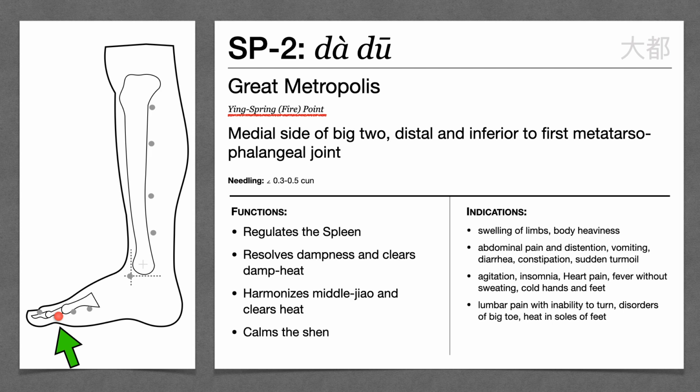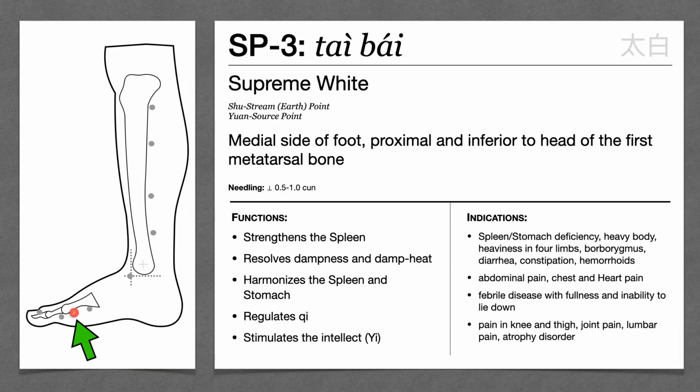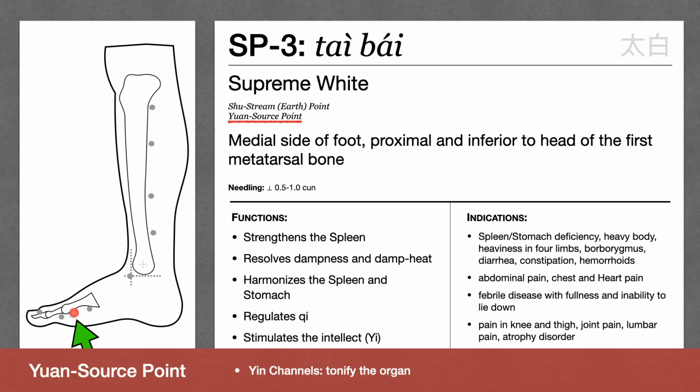Spleen 2 is the Ying spring fire point. Remember that Ying spring points clear heat. If we combine that with the spleen's function of transforming dampness, we can say that spleen 2 is especially useful for treating damp heat.